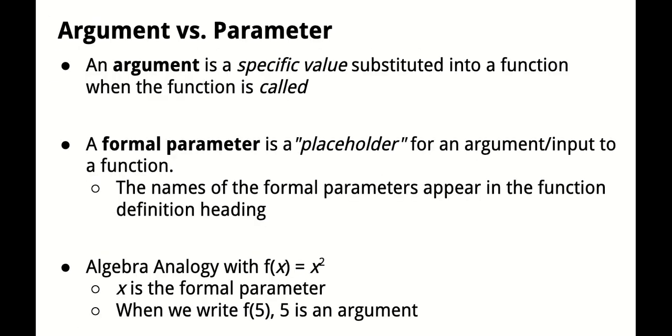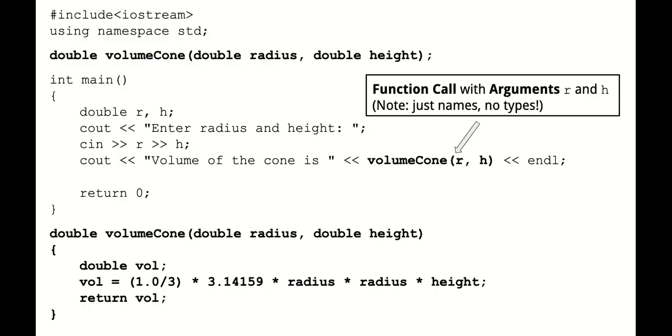To recap an argument versus a parameter, an argument is the specific value you plug into or substitute into the function when you call it, whereas the parameter is the placeholder for what the input values will be when you're writing the function definition. The names of the formal parameters you're going to find in the function definition heading. An argument you're going to find in an actual call to the function. So back on the previous slide, the arguments in this program would be r and h in that call, and the formal parameter names would be radius and height.